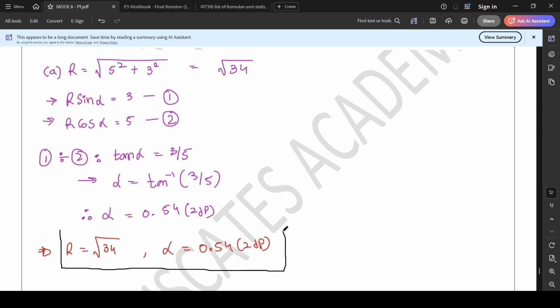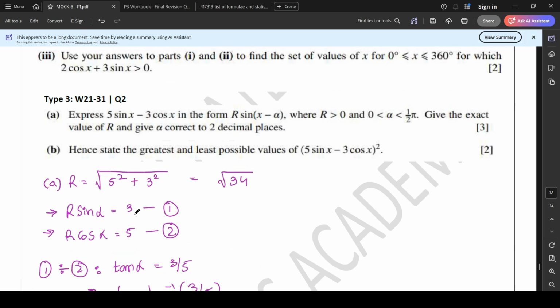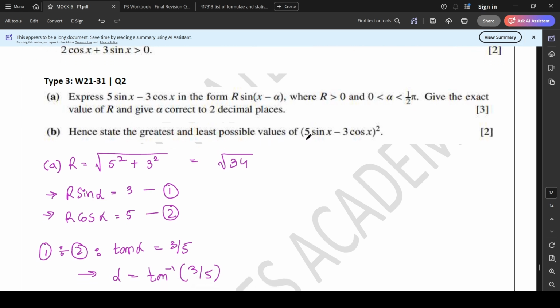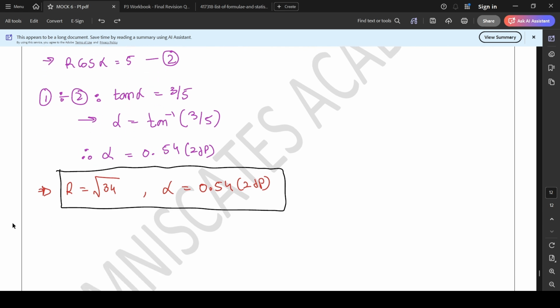Let's move on to the second part. The second part is asking you to find the greatest and the least possible value of this term. Now, whenever they use the word hence, we know we need to use answers or some information from the previous part. So clearly we can see that 5 sin x minus 3 cos x can be written in its harmonic format. So it's easier for us to find the greatest and the least possible value if we know what is the square of this particular item. So let's go ahead and try to do this and see what we are going to get.